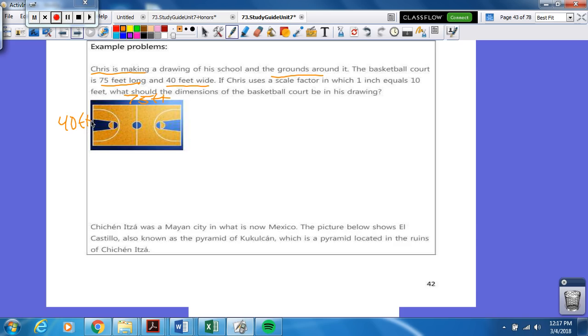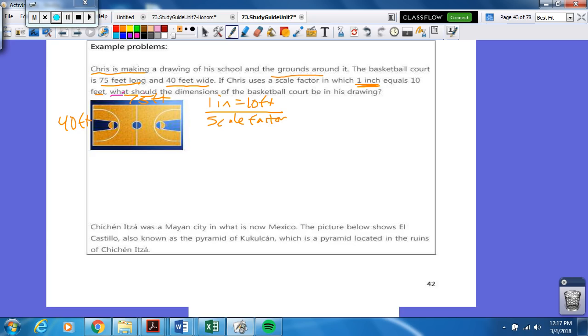Okay. If Chris uses a scale factor, 1 inch is 10 feet. 1 inch equals 10 feet. That's your scale factor. Write that down. Always important information I'm writing down all the time. Question, always important, what should the dimensions of the basketball court be in the drawing?